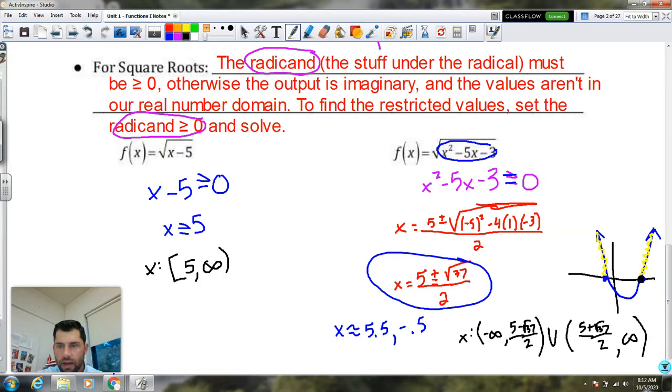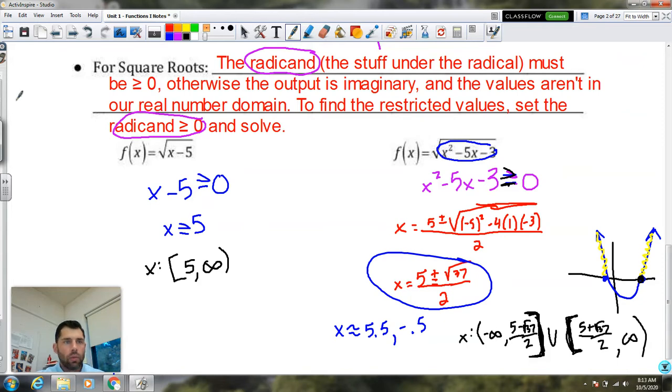And I just realized I made a mistake. Did you guys catch my mistake? 0 is okay here. So I had this greater than or equal to 0. So I need to make these the inclusive brackets. Hopefully you guys caught that. My bad. There we go. Okay? So that domain will make sure all of our outputs are real numbers.